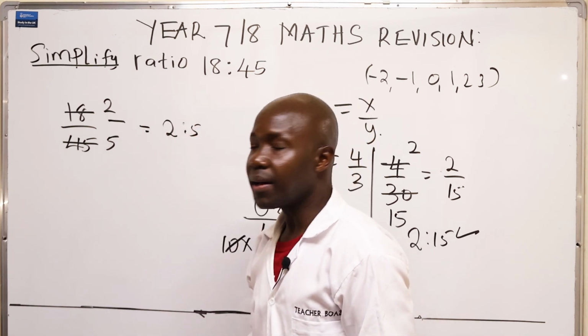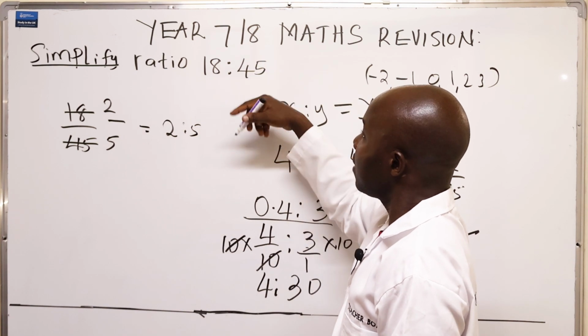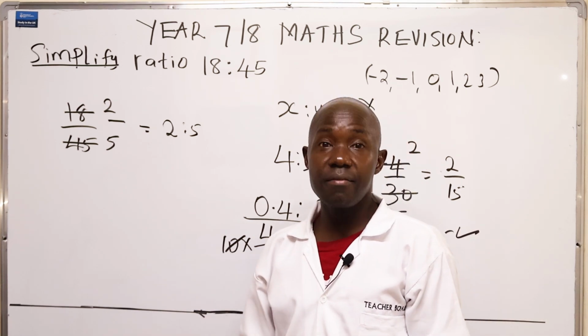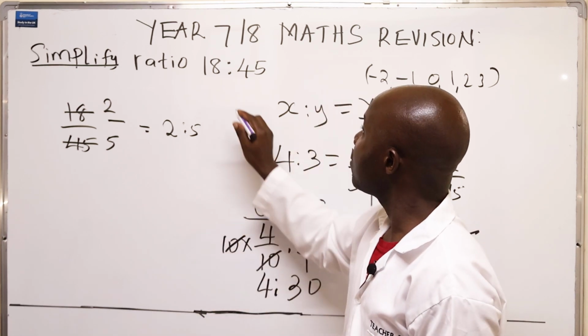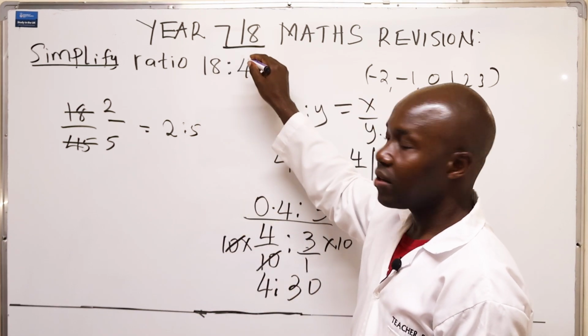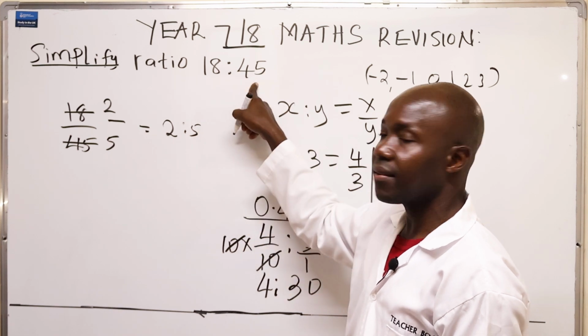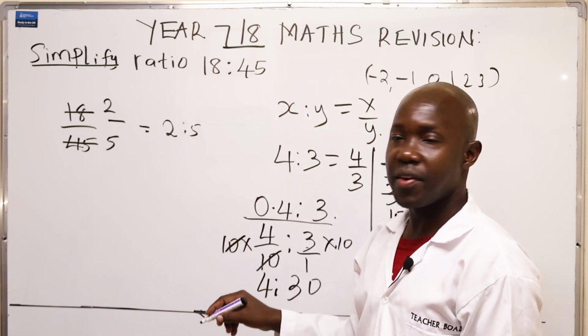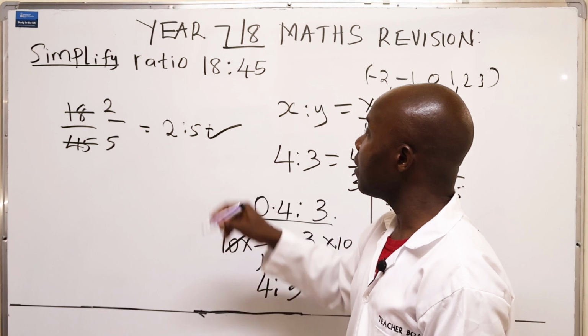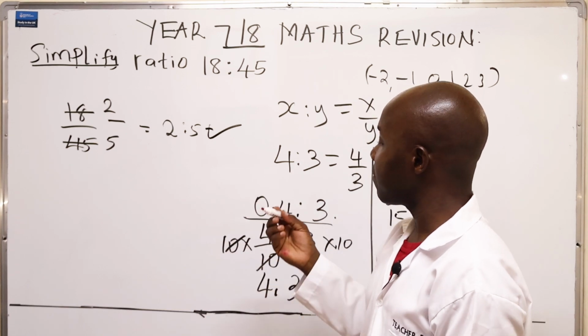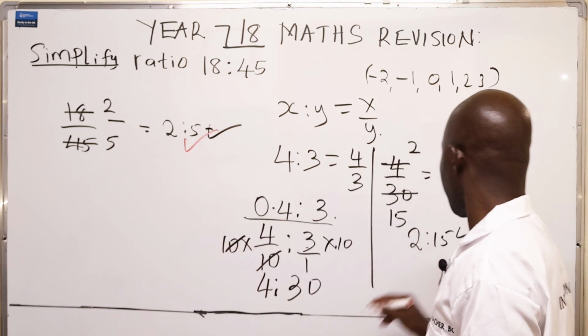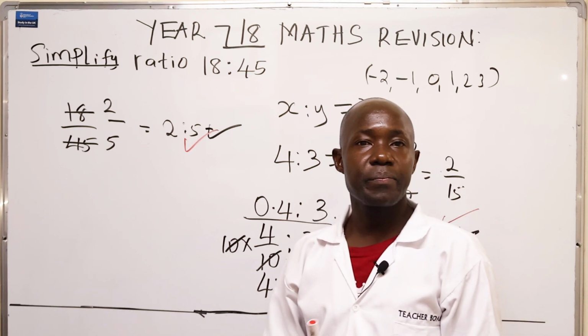So somebody in year 7 and 8, those people doing the Cambridge, even the CBC, the Kenyan system, for you to simplify that, okay? We simply put it as a fraction, then we look at the common factor. So our answer becomes 2 ratio 5. So this is the simplified form, like what we had done here earlier.